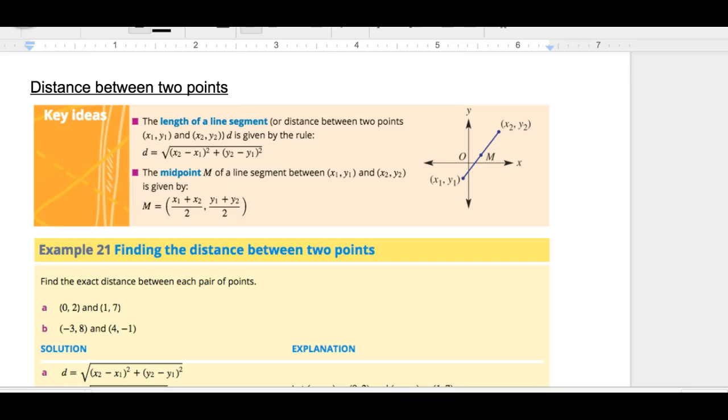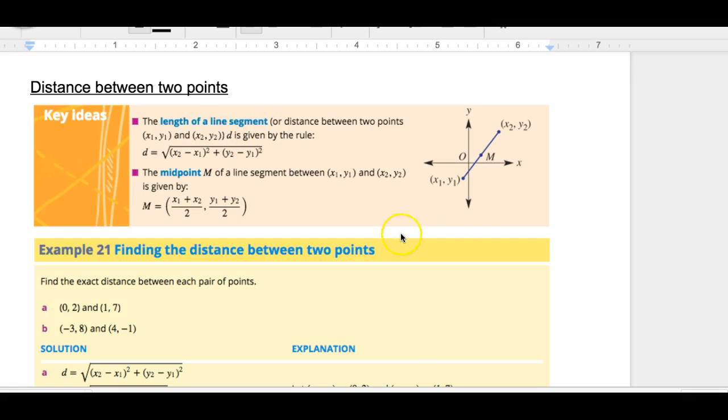In this video, we're looking at the distance between 2 points on a line. Now, the great thing about this topic is you just use a formula. So in your bound reference, you should definitely have these two formulas. The first one is the length of a line segment.